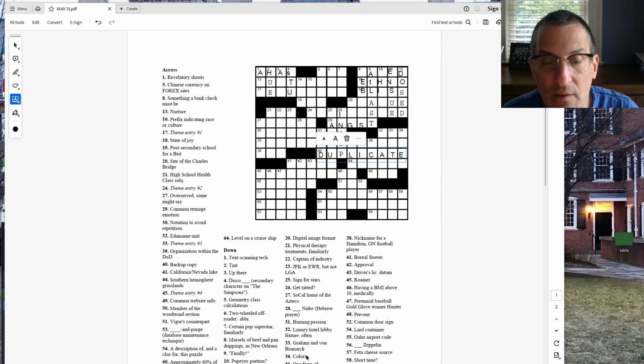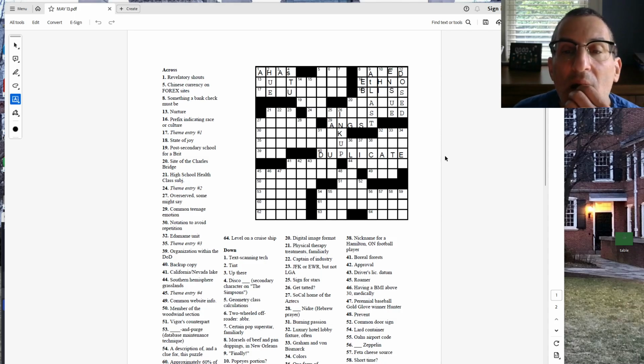All right, 34 down is colors. That's probably hues, although we have hue up there, so it can't be. Maybe tint? I don't know. What else would it be besides hues? You can't use the same answer twice in the same puzzle.